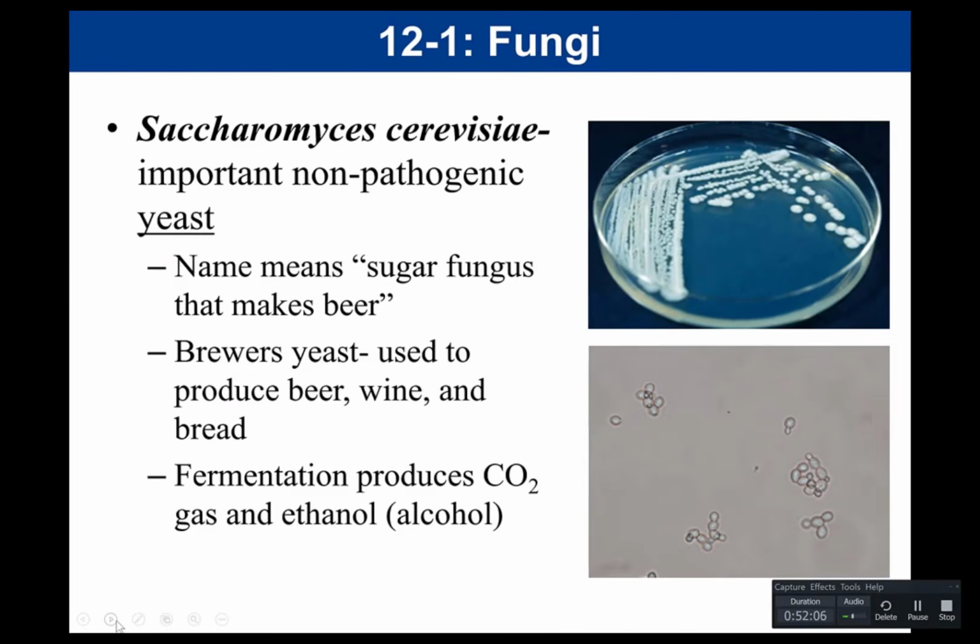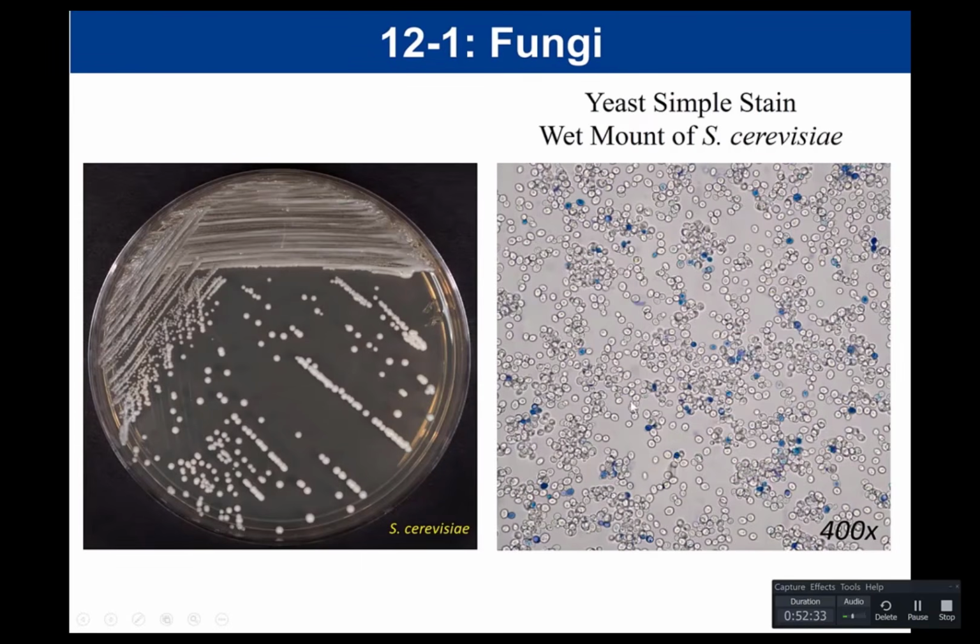You want to know an example of a non-pathogenic yeast. And your non-pathogenic yeast would be Saccharomyces cerevisiae, which is your baker's or brewer's yeast. Its name means sugar fungus that makes beer. And so this organism does fermentation to produce carbon dioxide gas and ethanol. And so that's alcohol.